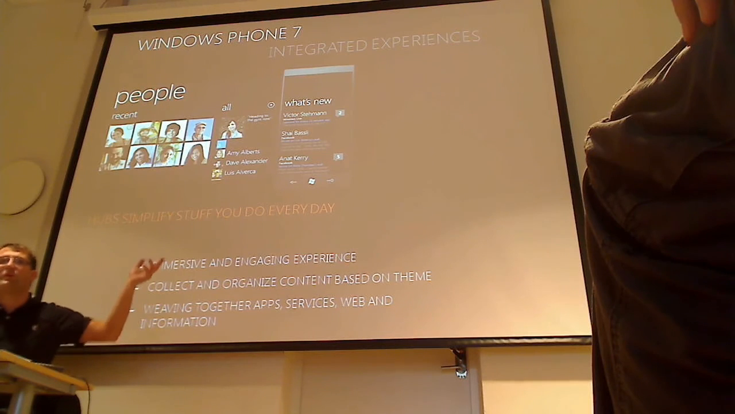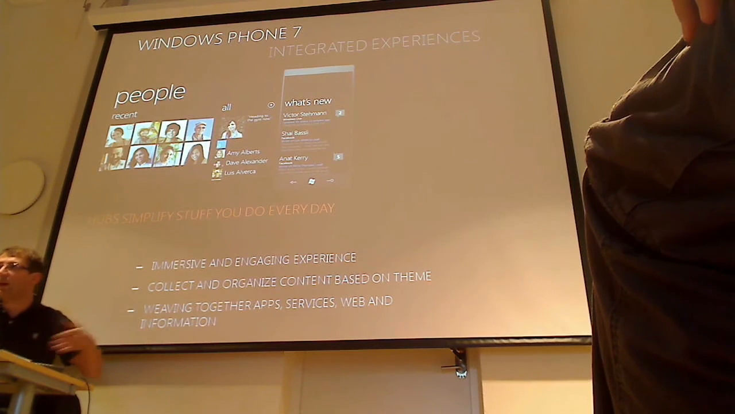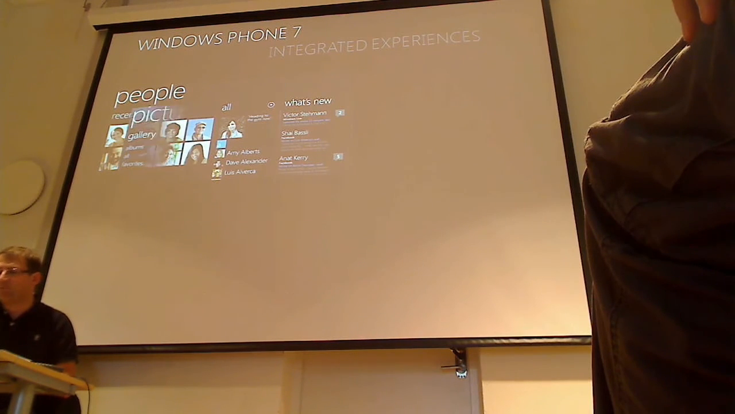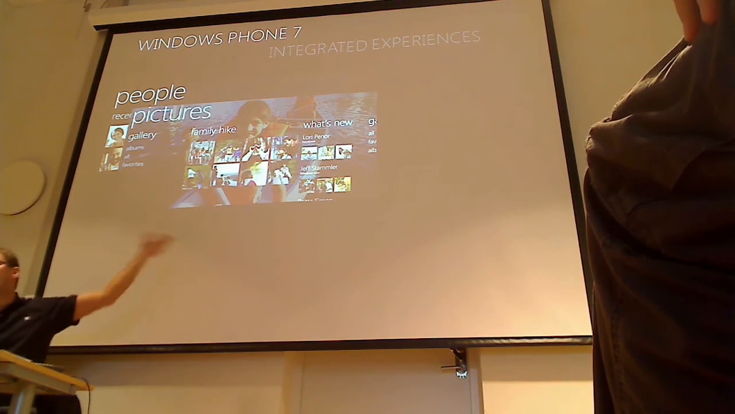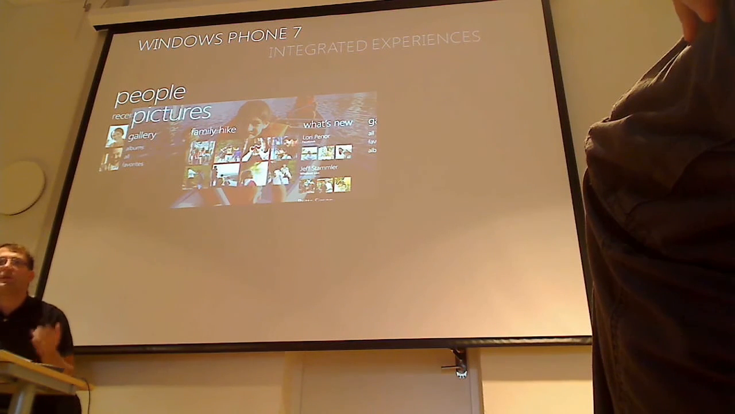So we have hubs for your people, so your contacts, regardless of those contacts being job contacts or social network contacts. We put all contacts into a hub. We have pictures, everything relating to pictures. We collect that in one experience. And I'll explain what this sort of panorama-like experience is while demoing on the phone. So pictures, that means my pictures on the phone, my pictures in the cloud, your pictures, editing pictures, right? Sharing pictures, all stuff relating to pictures collected in a hub.